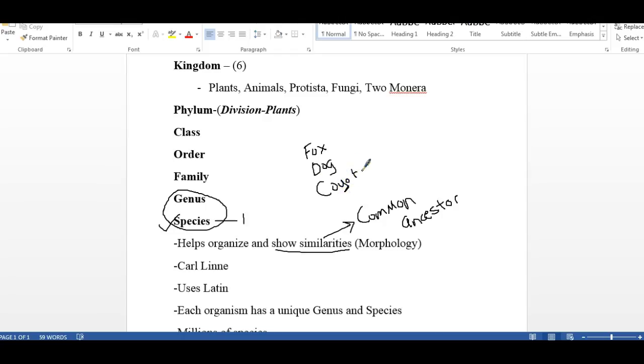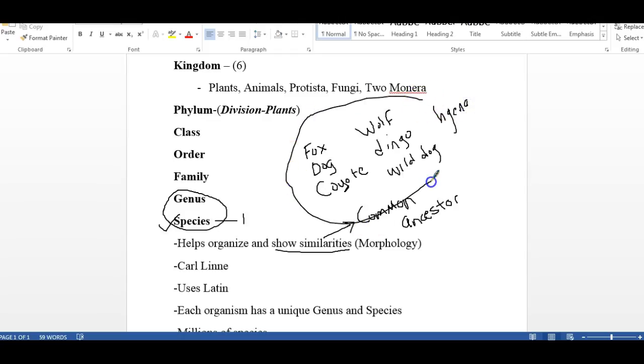I'll just give you a few more here. You have a wolf. And even in Australia, you have a dingo. And then in Africa, we'll put it here. You have a wild dog. And even if we wanted to, we could add a hyena. Lots of different things. These are all very similar to each other. If you looked at them, you would think they have a lot of traits that are the same.